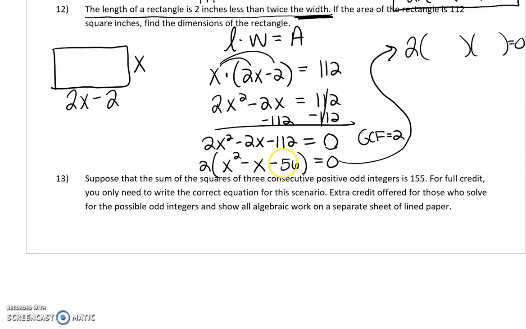I'm going to be looking for two numbers that multiply to negative 56 that add to negative 1. So I'm going to go off to the side here, and with a little bit of investigating, we find that the numbers we're looking for are negative 8 and positive 7. So this is going to be x and x, minus 8 and plus 7. So what that allows us to do is set each of these factors equal to 0.